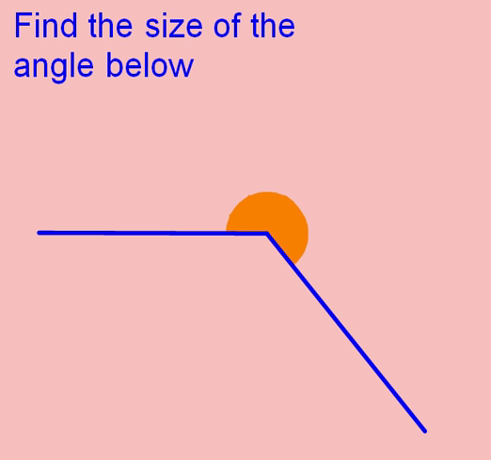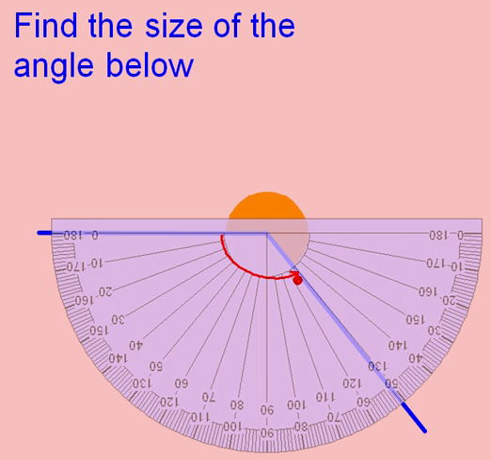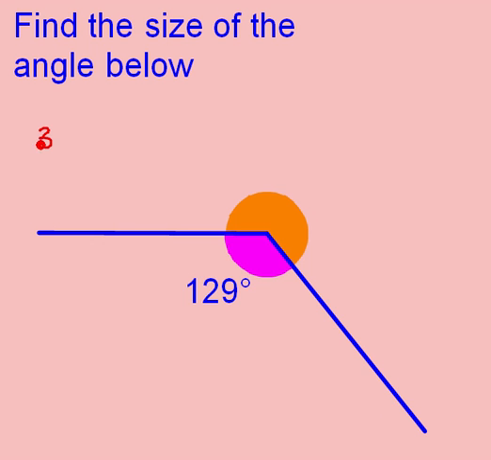Just out of interest, some people prefer to measure reflex angles in a different way, by actually measuring this angle here and subtracting from 360 to get this angle here. Measuring this angle gives me 129 degrees. 360 take away 129 gives me the same answer I had before, 231 degrees. You need to choose which of these two methods you prefer.